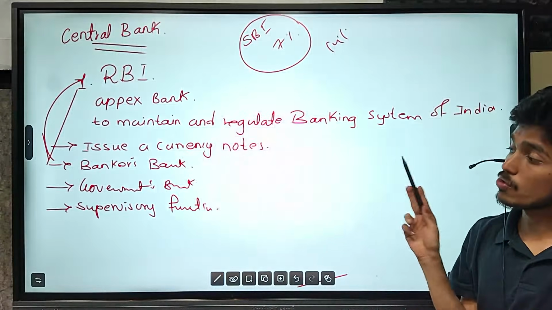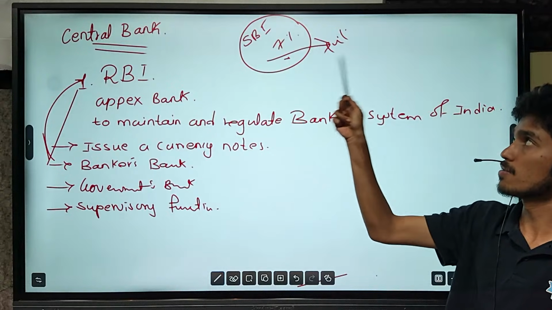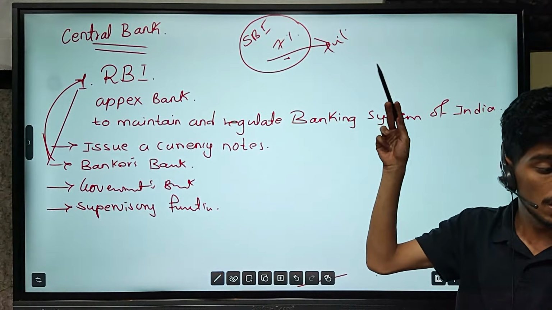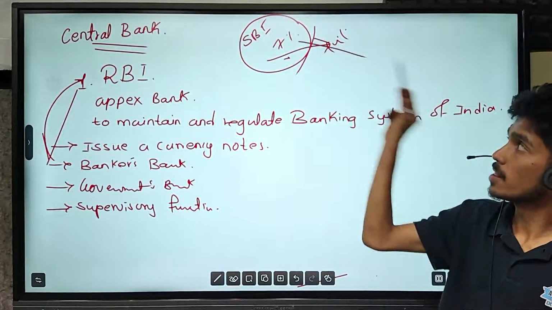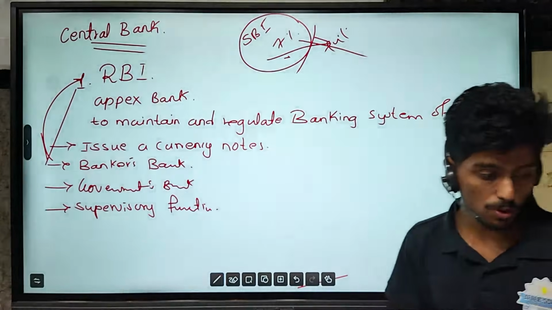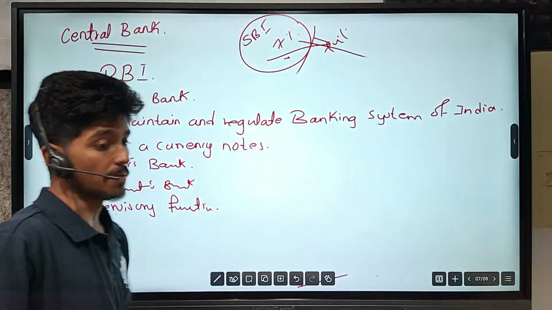So it is called a supervisory function. RBI goes and checks this. If certain banks are doing this fault or certain fraud, then RBI has a right to ban or suspend certain banks. Okay. It monitors them and acts as a guide.